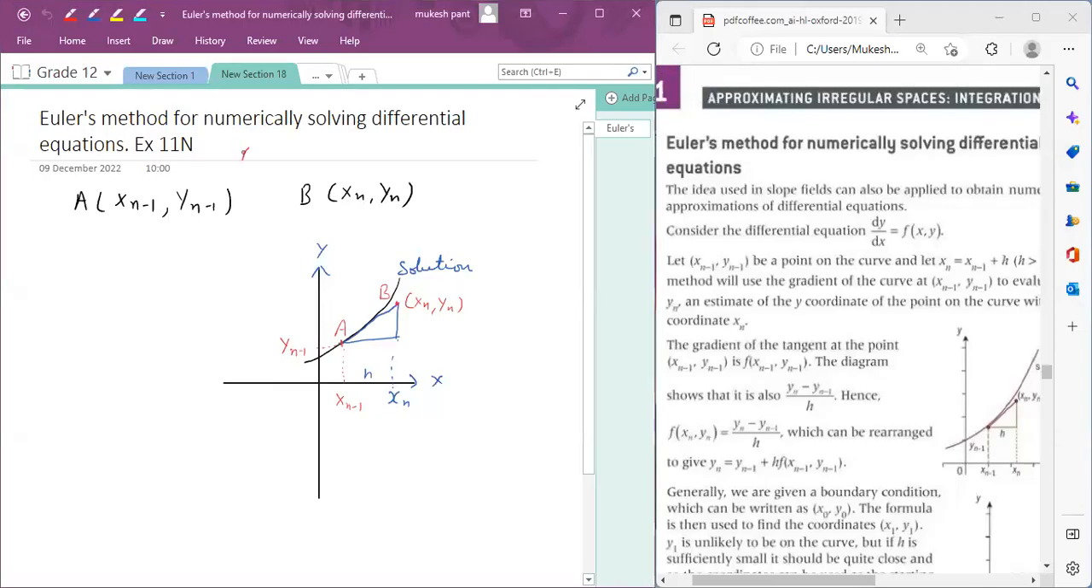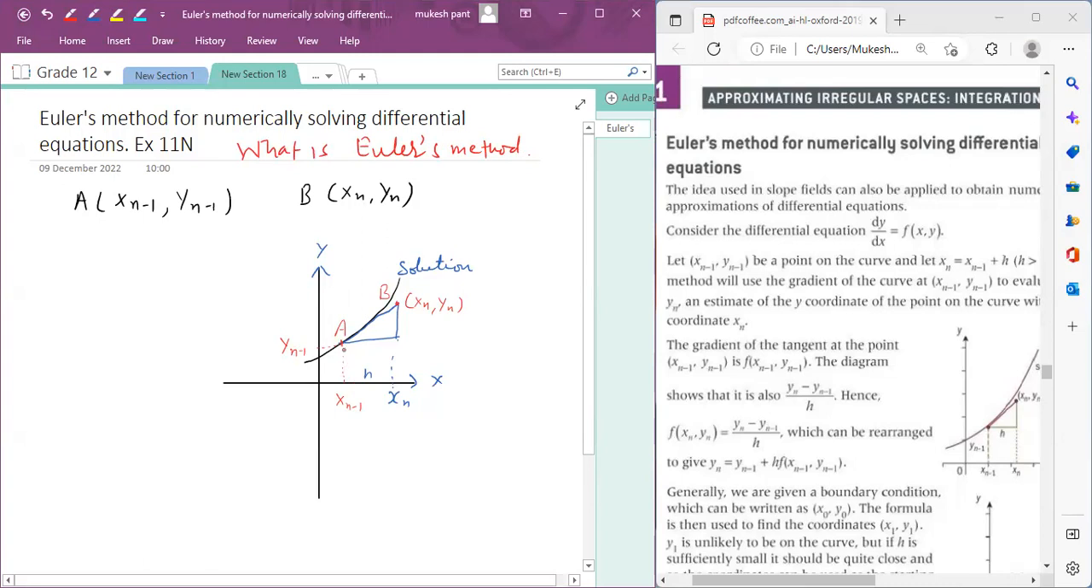First of all, we will discuss what is Euler's method. Okay, so look at this diagram.